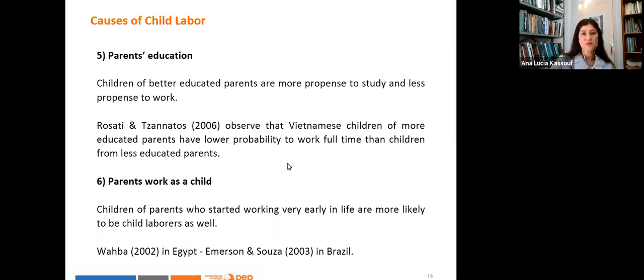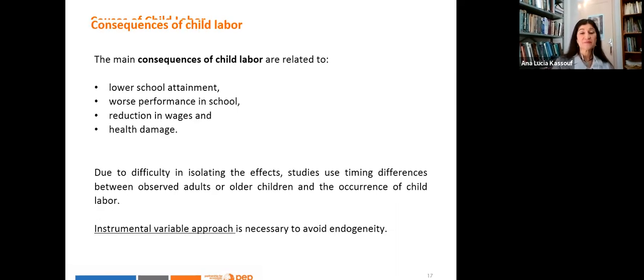Another variable that's related to social and cultural norms is whether the parents worked as a child. It's common to hear parents saying, oh, I did work, why can't my kids work? And if you measure that, you actually see it's true. If parents worked as a child, the probability that their kids work as a child is higher than if parents worked later in life. There are some papers showing that in Egypt and in Brazil. Okay, so these are the main causes of child labor. Of course, there are others, but these are the main.